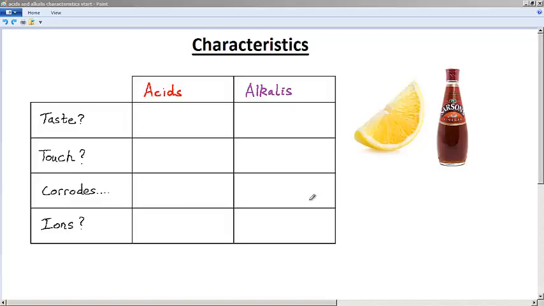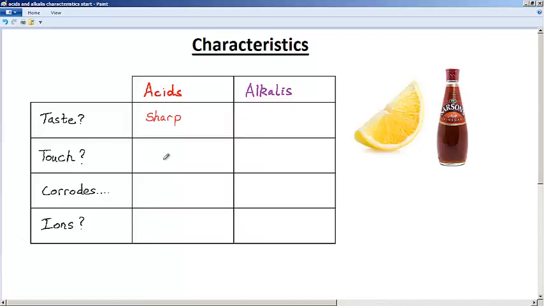In this lesson, we're going to compare the characteristics of acids and alkalis. Now, the first question here is, what do they taste like? So let's have a think about acids first. Well, here we've got a couple of very common acids that you can find in the kitchen. Now, you've probably tasted these before. This is a lemon and some vinegar, and you will know that they taste sharp.